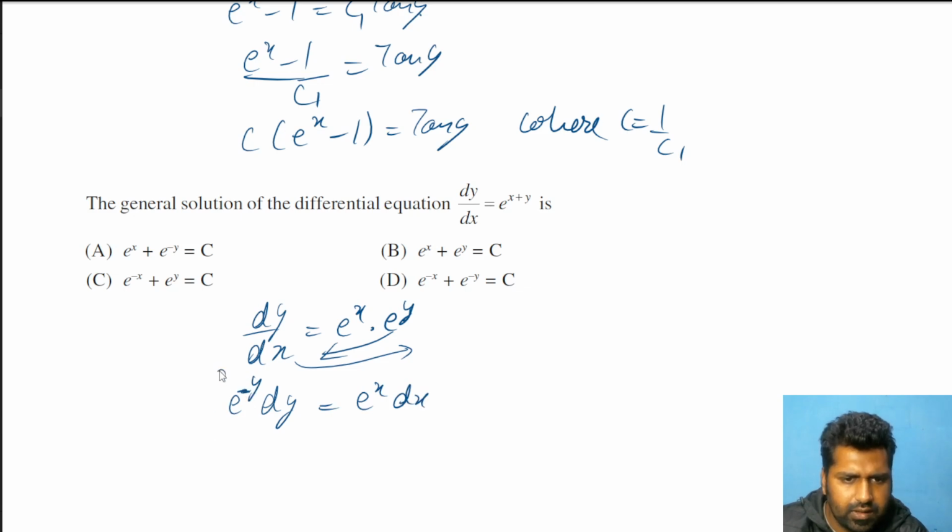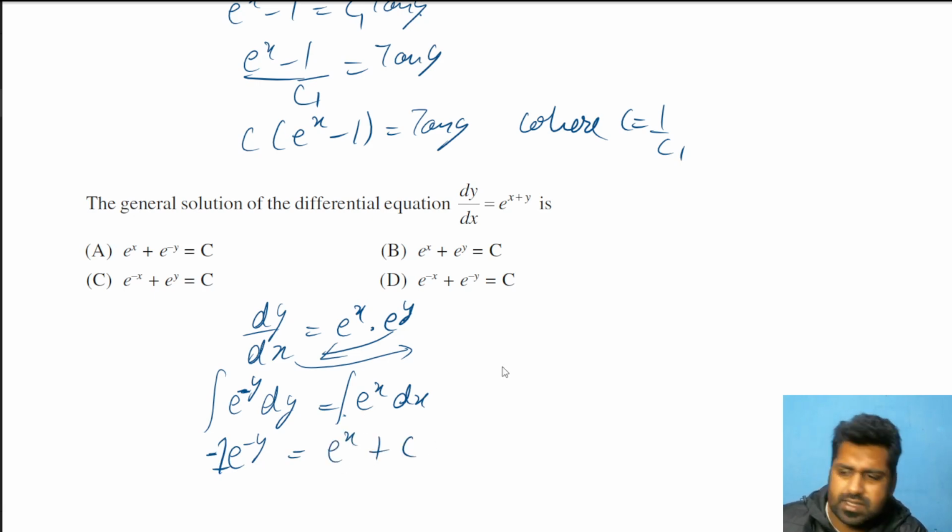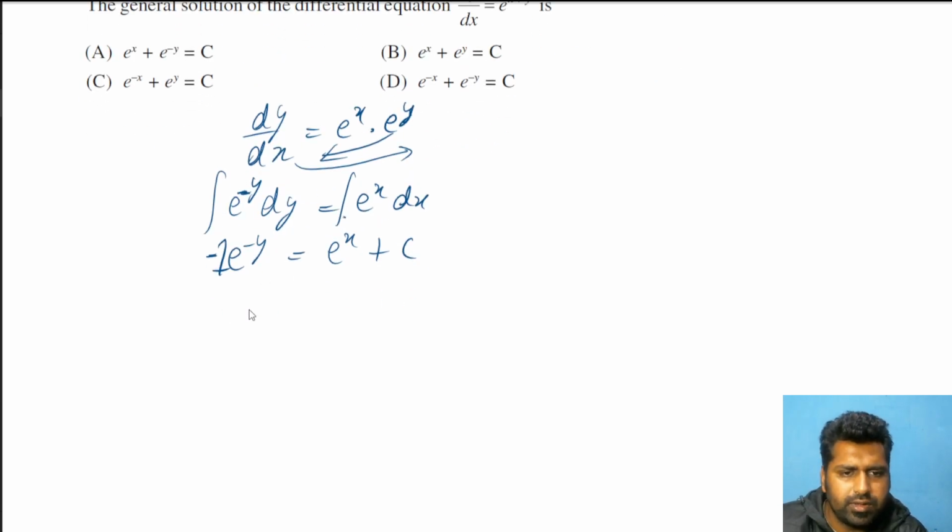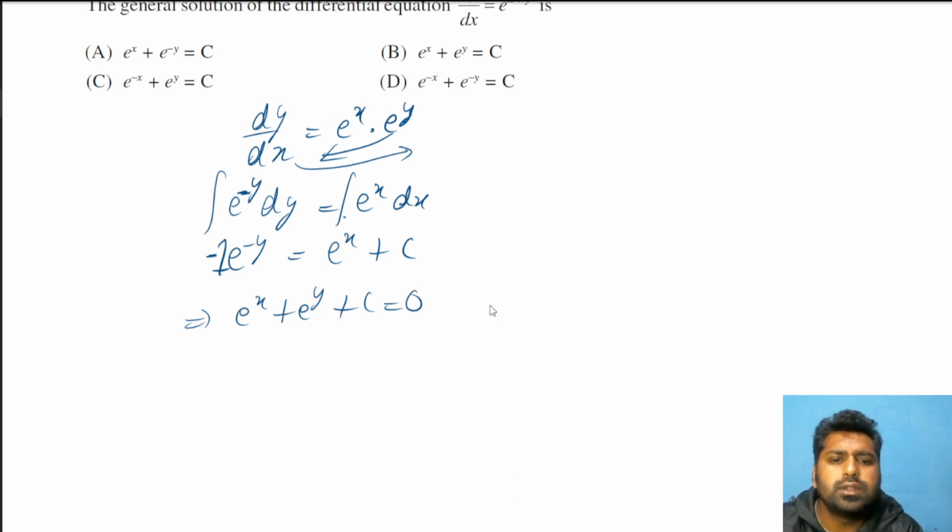Okay, integrate: e raised to power minus y integration is e raised to power minus y, then the coefficient of y, minus 1, and the right side is e raised to power x, plus some constant c. So if we combine this, we get e raised to power x, taking this on the left, plus e raised to power minus y plus c is equal to 0. That's your answer. But since they have already written the options, it's easier to match.